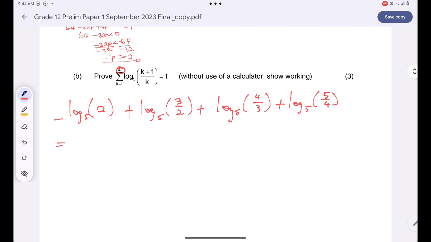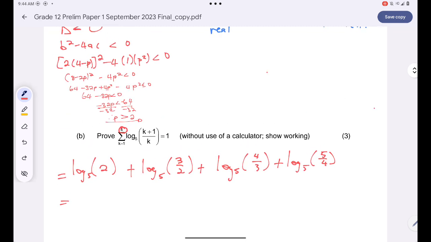Over here, I'm just adding logarithms, and there's a rule that says if you are adding logarithms, log A plus log B plus log C, as long as they have the same base, let's say the base is 2.